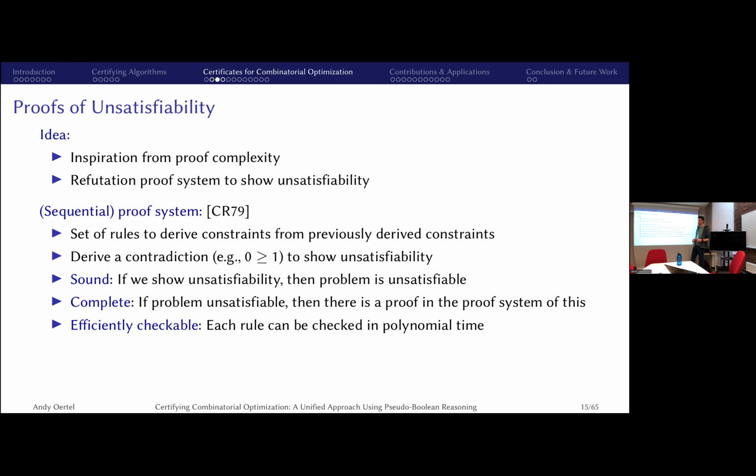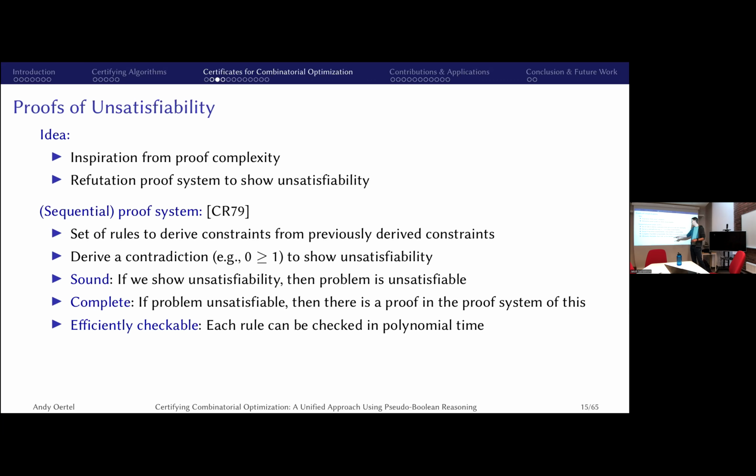A proof system has to satisfy the following 3 conditions. First, it has to be sound. So if we can show unsatisfiability in this proof system, then the actual problem has to be unsatisfiable to start with. Then completeness: if a problem is unsatisfiable, then there is also a proof of it. This is quite useful for us, because no matter what the optimization problem is, if this proof system is complete, then we know we have a proof to show unsatisfiability.